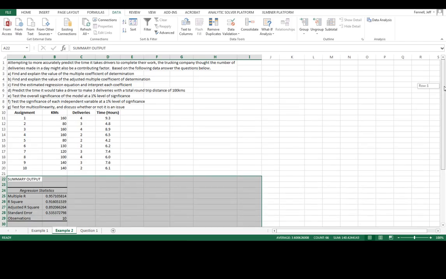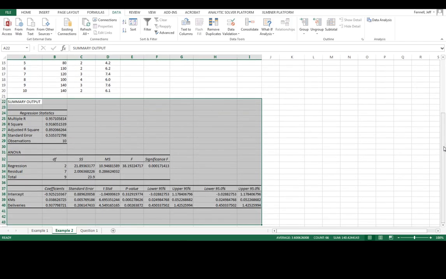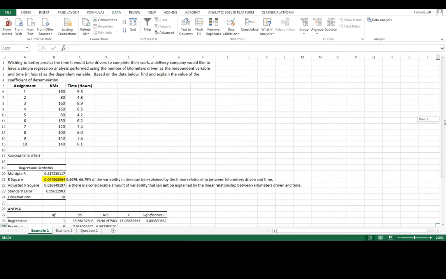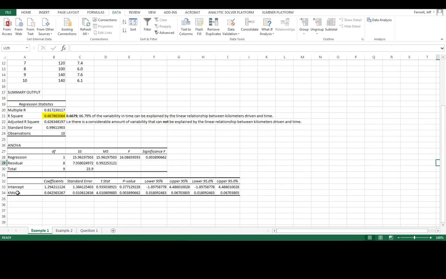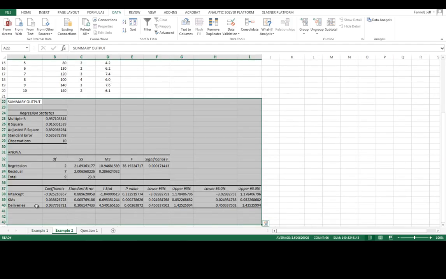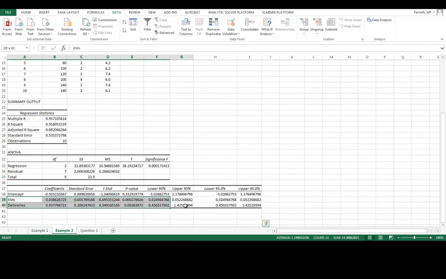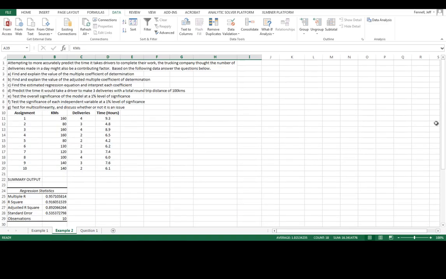And if we look at this output now, the only spot that's really changed in any way, other than the numbers within it, is, if I go back to example 1, the bottom portion previously only dealt with our one independent variable, the number of kilometers driven. Now down in that final part of the output, we have both of our independent variables, kilometers and deliveries. Other than that, the output looks very similar to what we had before. We should be able to answer all these questions, A through G, based on that output.